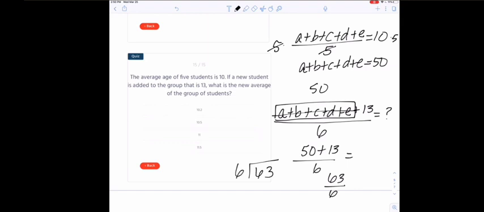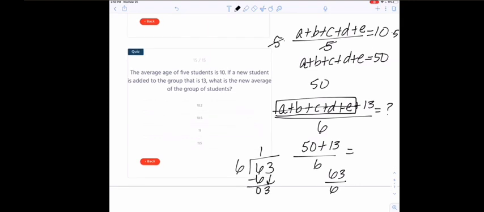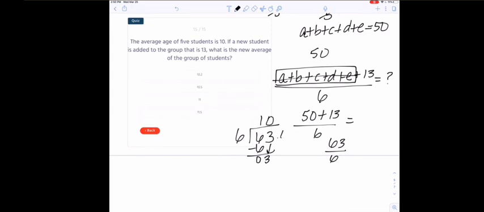Let's figure that out. 6 goes into 6 one time. 6 times 1 is 6. Bring down the 3. 6 goes into 3 0 times. 3 minus 0 is 3. I added a decimal point. I'm bringing down a 0. 6 goes into 30 5 times. 6 times 5 is 30. 30 minus 30 is 0. So the new average is 10.5.